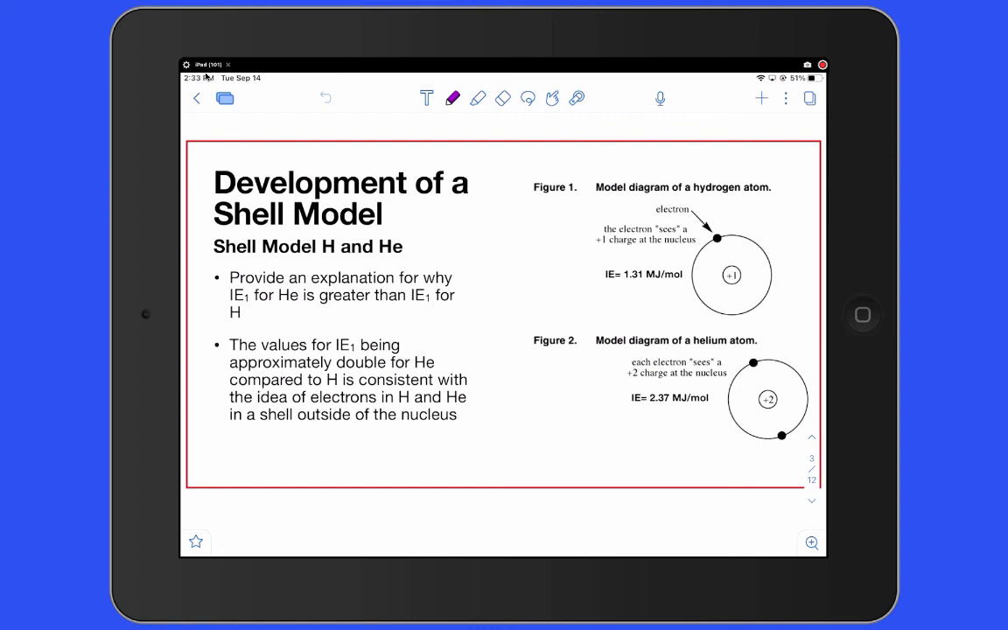Now, this ionization energy, basically what it is saying is that in this case, the 1.31 megajoules per mole, that's the ionization energy for this electron right here. So the attraction that's occurring between that electron and that nucleus requires the input of 1.31 megajoules to break that.